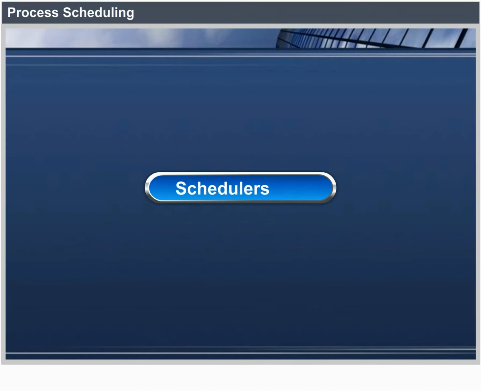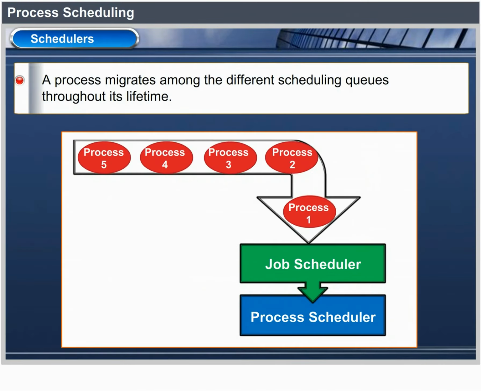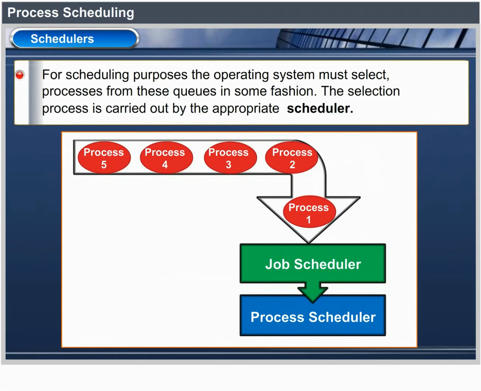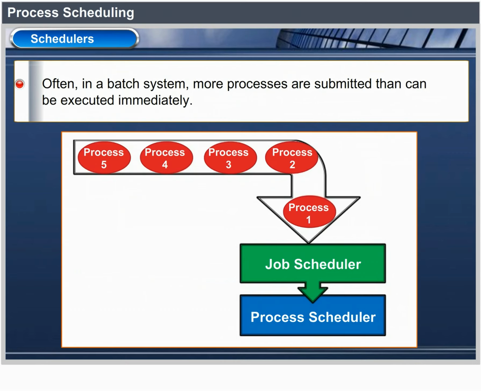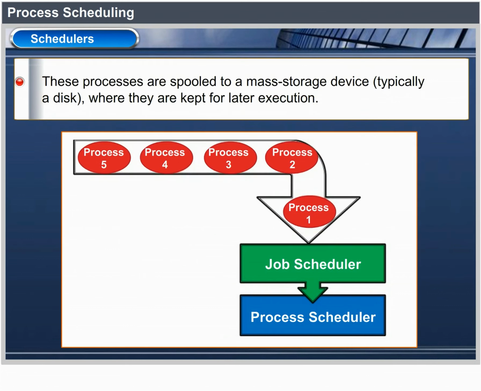Schedulers. A process migrates among the various scheduling queues throughout its lifetime. The operating system must select, for scheduling purposes, processes from these queues in some fashion. The selection process is carried out by the appropriate scheduler. Often, in a batch system, more processes are submitted than can be executed immediately. These processes are spooled to a mass storage device, typically a disk, where they are kept for later execution.